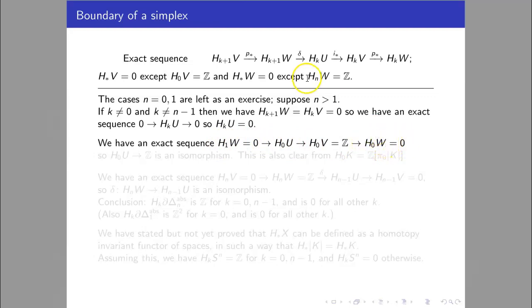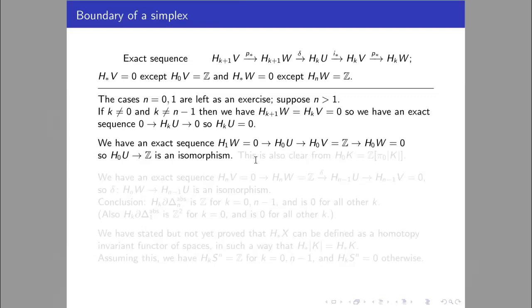Remember, the only homology group of W is HnW, so H0W is just 0. And then H0V, as we said here, is just a Z. Then we've got our H0U, which is what we're trying to find, and then our H1W. Remember, the only homology group of W is Hn, and n is not equal to 1 by this assumption, so H1W is 0. So we've got an exact sequence of 0 to H0U to Z to 0.